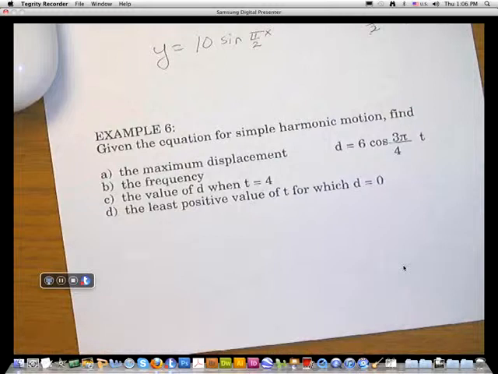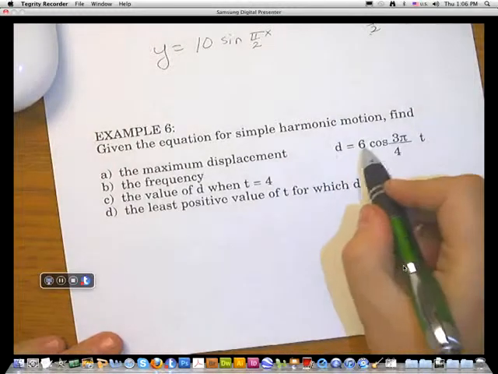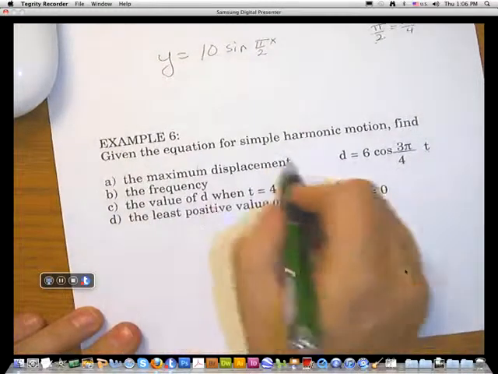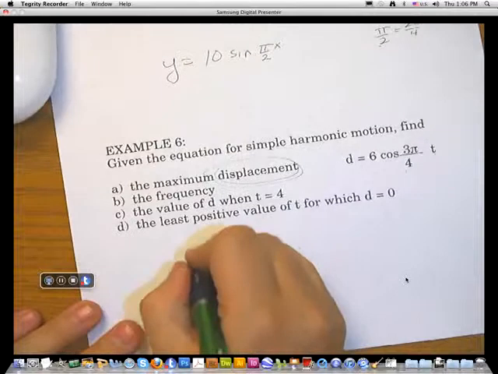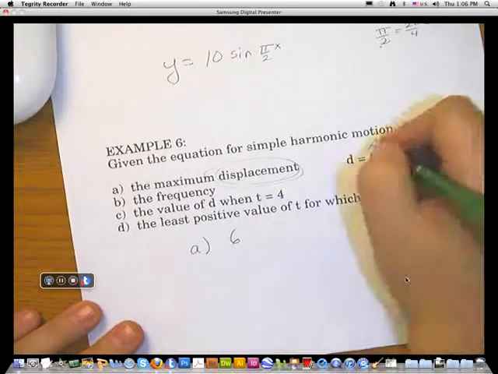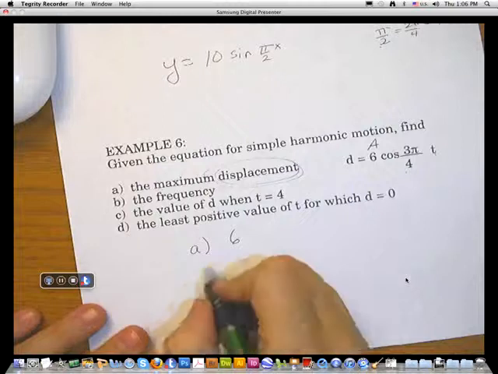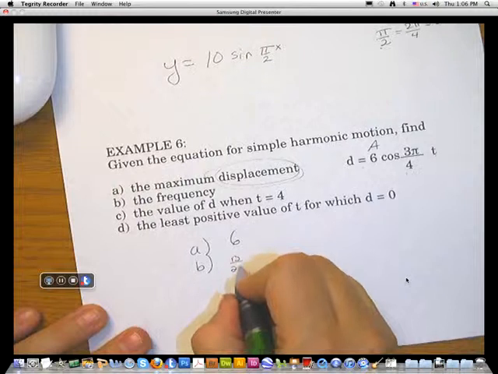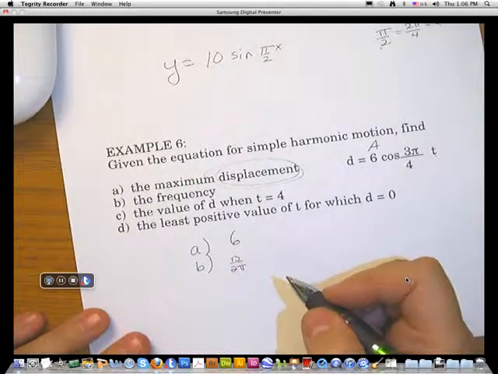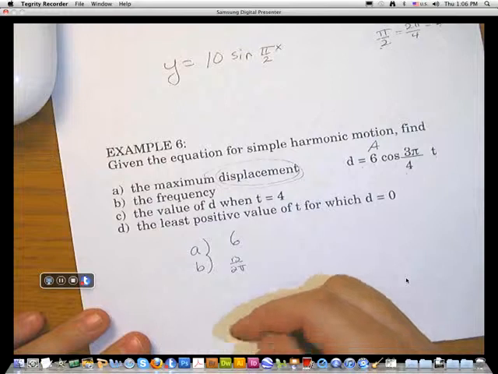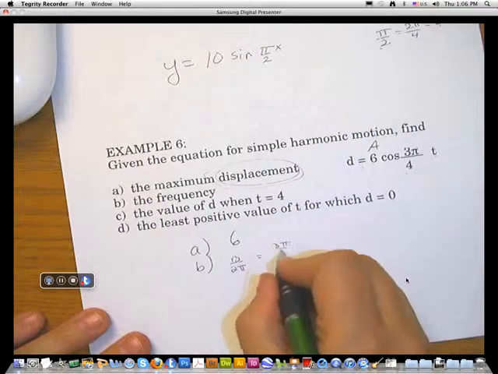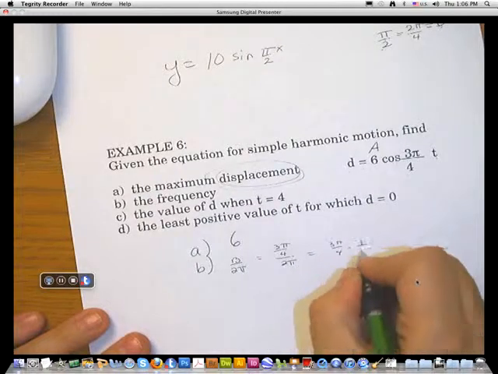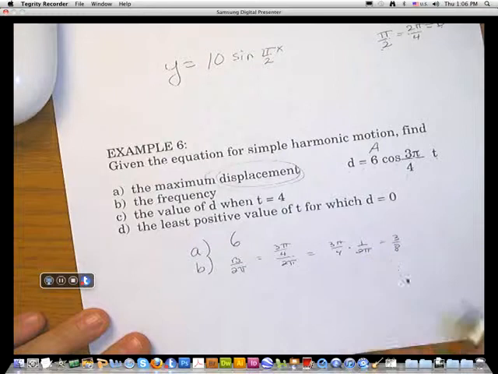Alright, here I have the displacement is 6 cosine 3 pi over 4 t. So what's the maximum displacement? 6, because that's A. Alright. B, what's the frequency? B over 2 pi is the definition of frequency from the last page. I know what my B is. It's 3 pi over 4. So that's 3 pi over 4 times 1 over 2 pi, which is 3/8.